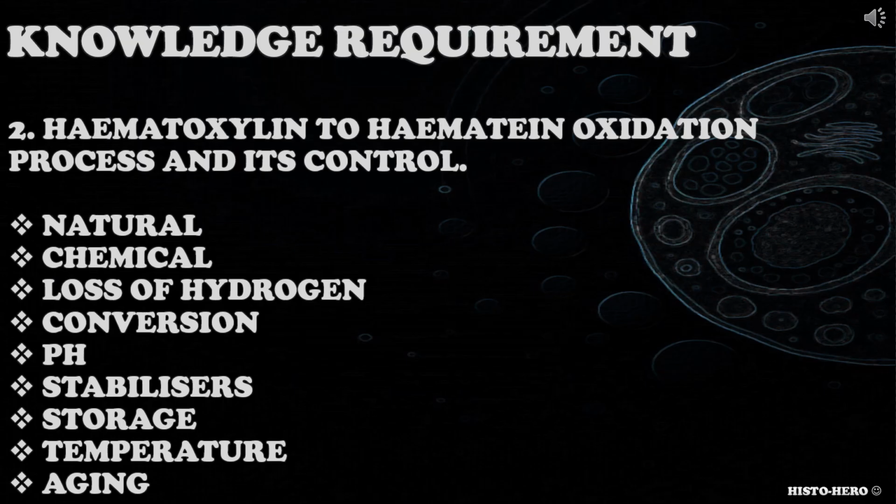When addressing this knowledge requirement, candidates should consider natural oxidation by air and light, chemical oxidation by sodium iodate or potassium permanganate, process involving loss of hydrogen, conversion from colorless to dark red-brown solution, pH adjustment with acids, stabilizers like glycerin, storage, temperature, aging.